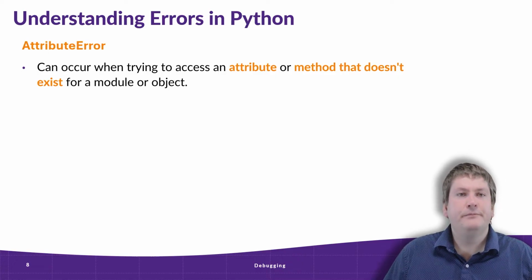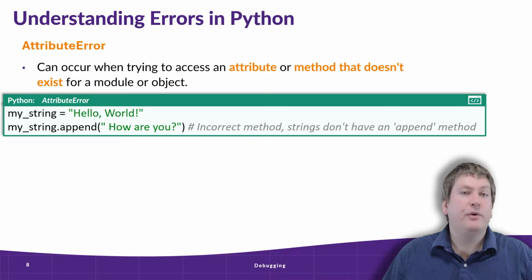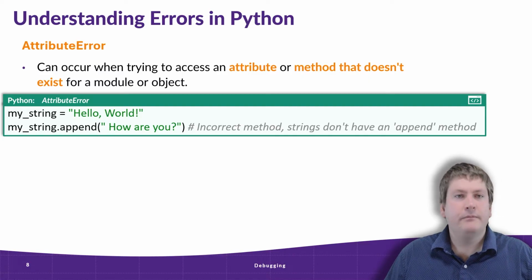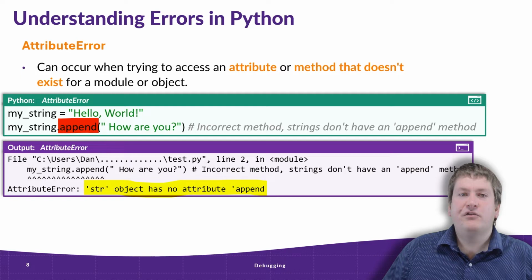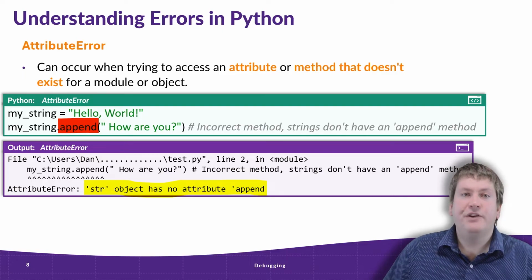Let's look at an example. So in this case, we're declaring a string called hello world, and we're storing that in myString. Then we're trying to append something to a string. And what we're trying to append is how are you, and we're trying to use the append method. But there's a problem here. And if we were to run it, we would get this attribute error. And a big hint here, other than it being on line 2, is that it says string object has no attribute append. What this means is there is no append method for string objects.